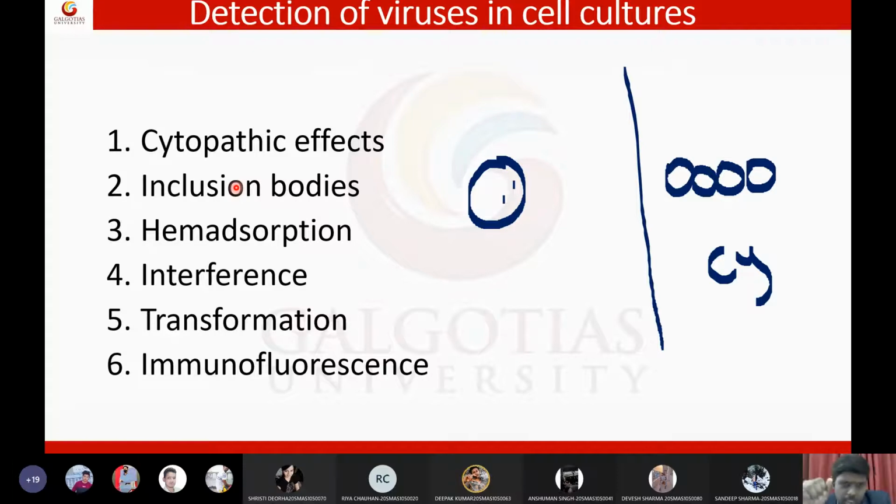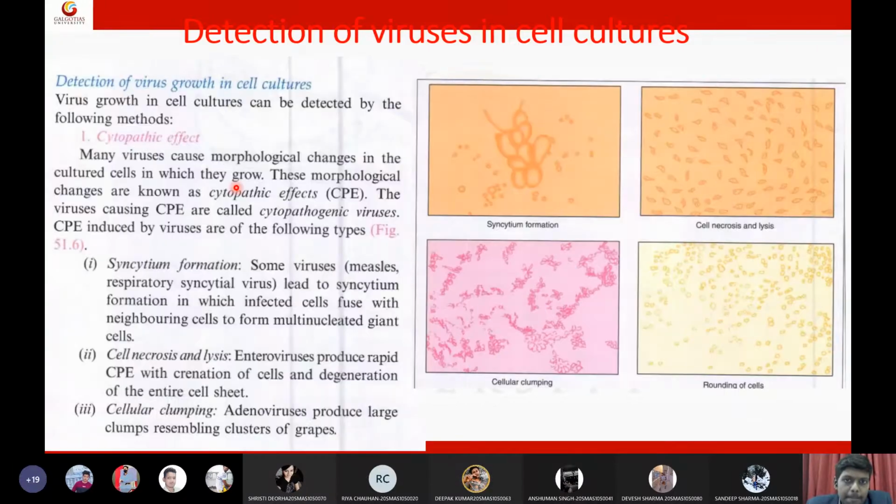Then immunofluorescent test. Immunofluorescent means here we will label an antibody with a color compound such as a fluorophore, and these antibodies will be directed towards the viral antigen. So this antibody will bind to the viral antigen, and we can see the virus indirectly under the UV microscope. So that is the idea of this immunofluorescent test. So these are the 6 methods of detection of viruses. Okay.